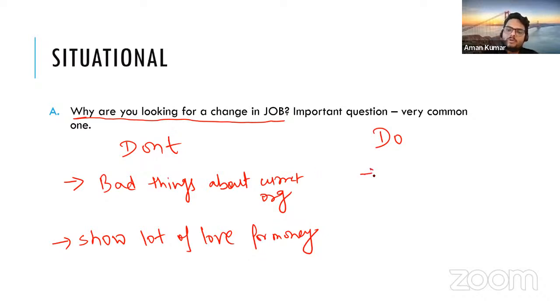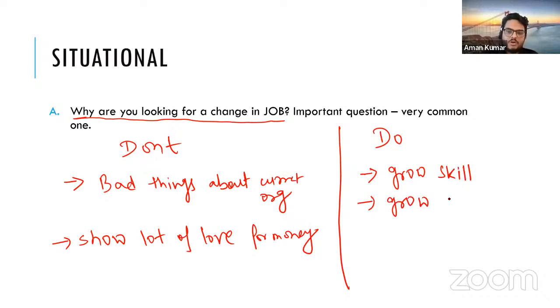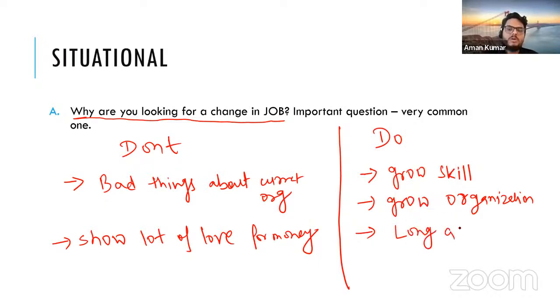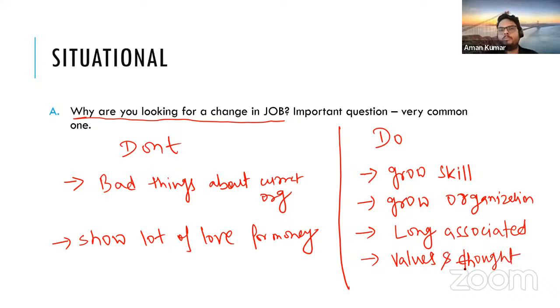Somehow you should showcase that you are trying to grow in terms of skill. And somehow you should showcase that you are trying to grow the organization to which you will join. And somehow you should show that you are a long association person. So if you get a chance, you will get associated with that organization for a long time. And your values and culture, or you can say your values and thought, fall in sync with the organization you are applying for.